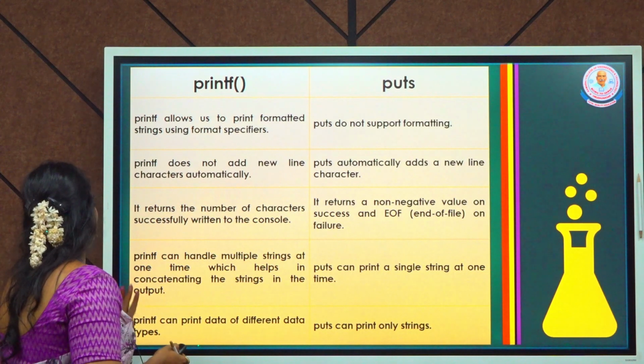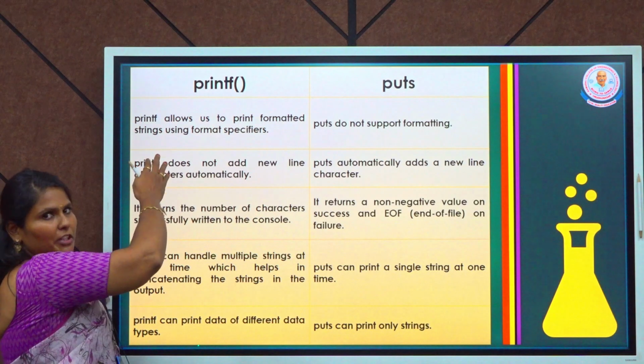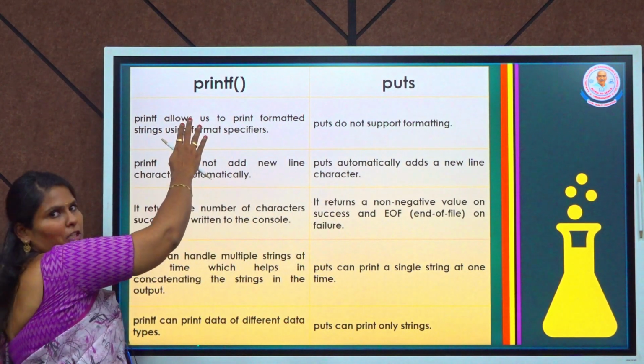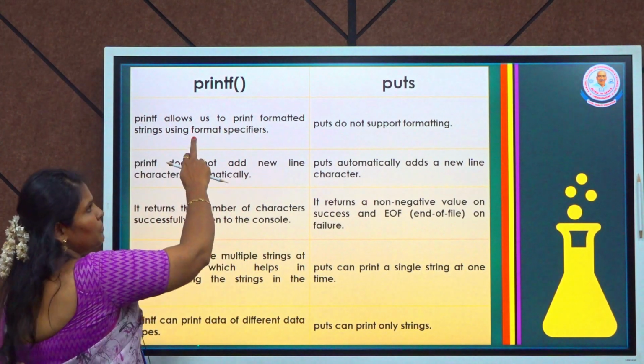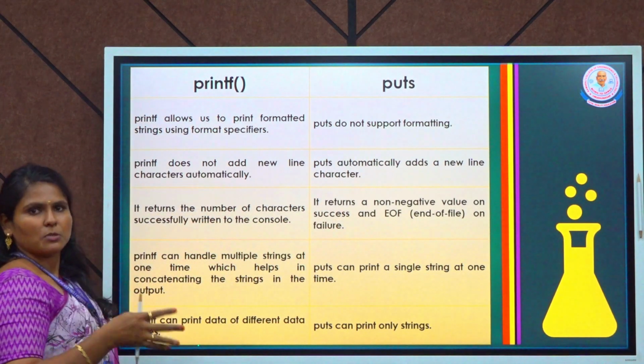So, this is the difference between printf and puts. printf, as we already know, is a formatted function, while puts is an unformatted function. printf supports a particular format in which we need to display the output, but puts will not follow any formats. It will just accept the string of characters, whatever it may be.